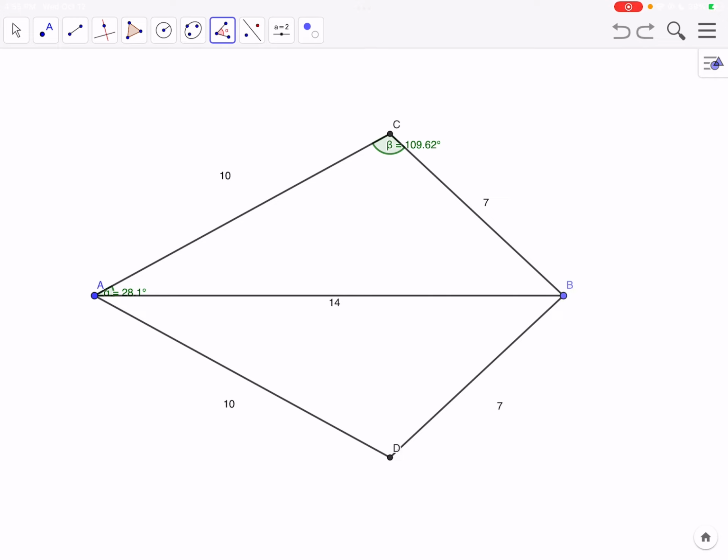Okay, it doesn't matter. So I'm going to measure the angles over here. So B, A, D. Wrong way. D, A, B. Got it. And then the angle at the bottom. See if we can get that.